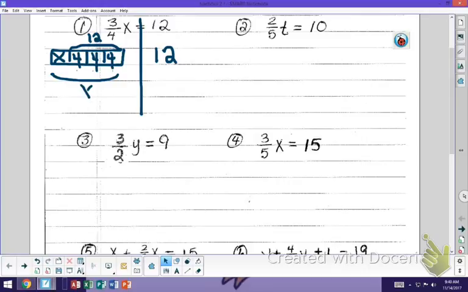Now my x is the whole rectangle. So that means I would substitute in a 4 here to get the whole entire x. So x would equal 16. I can check this by substituting it into the problem. 3/4 times 16. Turn 16 into a fraction. And when we multiply fractions, we multiply straight across. 3 times 16 is 48. 4 times 1 is 4. 48 divided by 4 is 12, and it checks.